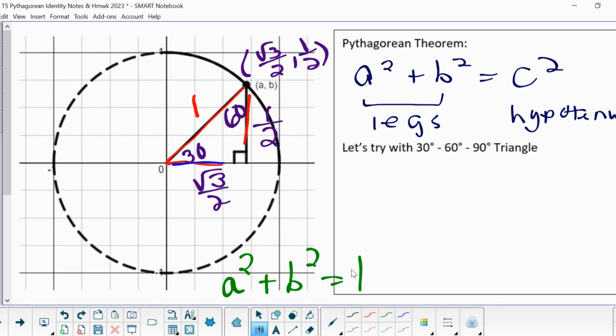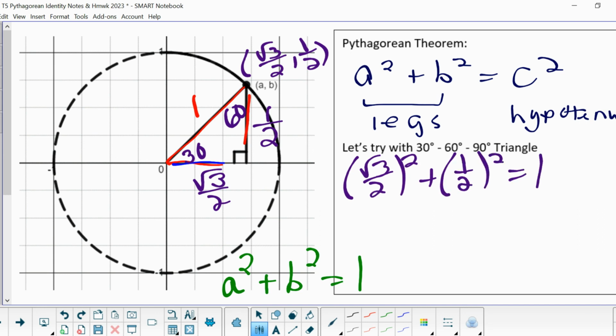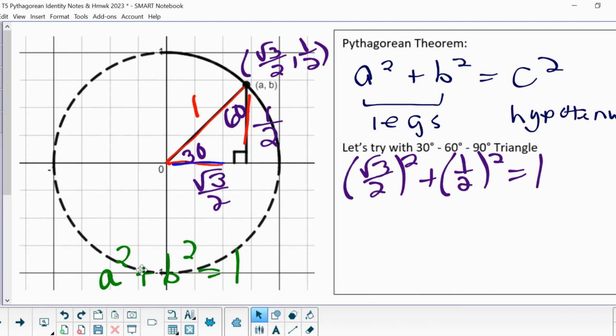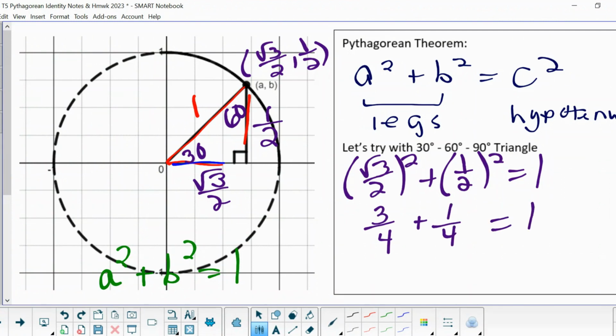So now if I apply this identity formula to this triangle over here, it would look like this. I would have √3/2 squared plus 1/2 squared equals 1. Now I can go ahead and square both of those parts. √3/2 squared becomes 3 in the numerator and 4 in the denominator. And then 1/2 squared is 1/4. And notice that 3/4 plus 1/4 is 4/4, which equals 1.